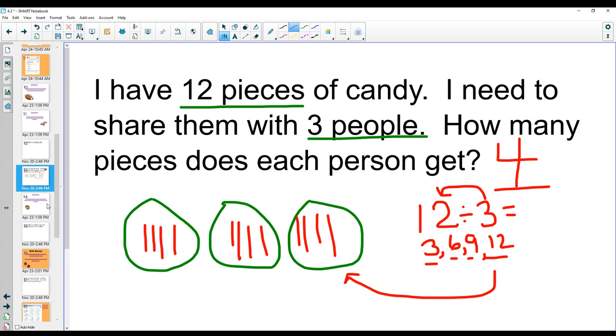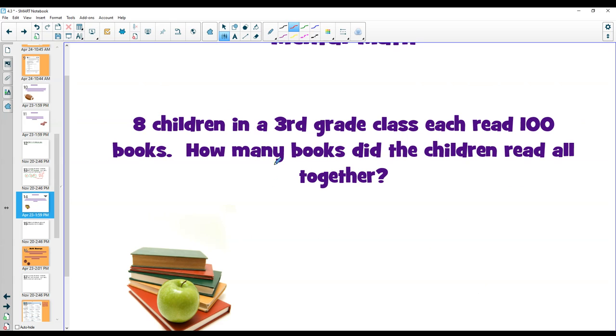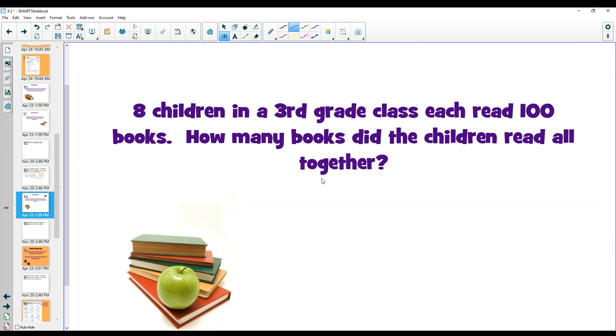All right, so we have 8 children in a 3rd grade class. Each read 100 books. How many books did the children read altogether? Would this be an example of dividing? 8 children in a 3rd grade class each read 100 books. We're not sharing anything. Let's draw a picture.